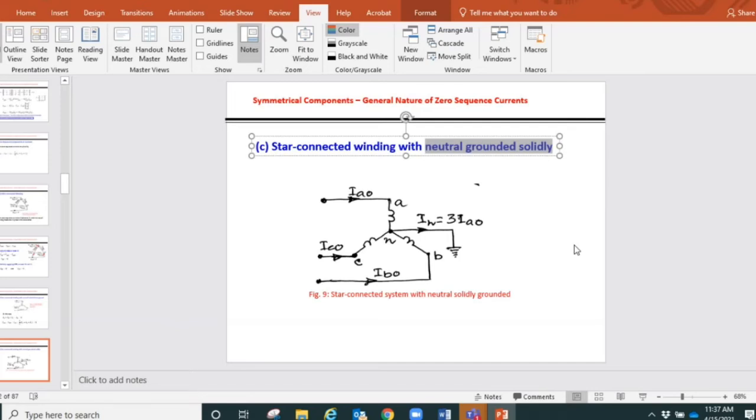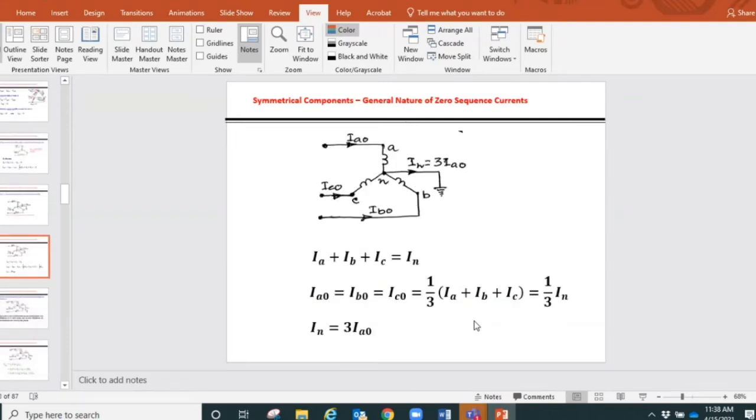If we ignore that, we can say we have a solid ground, meaning if there is any voltage present at the neutral point, it will cause some current to flow to the ground. So this is called neutral solidly grounded. Again, the conventions are shown here: IA0, IB0 and IC0 for the zero sequence current in the line. They will enter the phases, and we might have a neutral current, which is written here as 3IA0. We'll see how we arrive at that equation, that neutral current is equal to 3 times IA0.